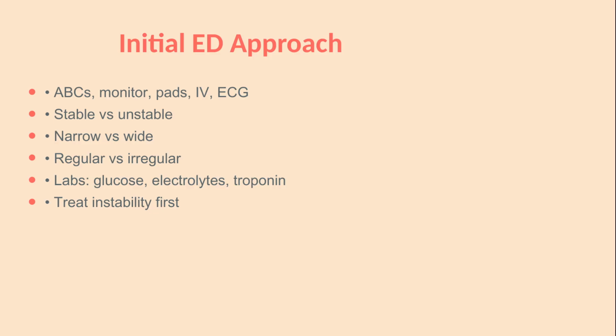Send glucose, electrolytes, and troponin when indicated, because the answer is often chemical. And the governing rule of this entire lecture: treat instability first. Electricity and resuscitation do not wait for a laboratory panel or a perfect diagnosis.